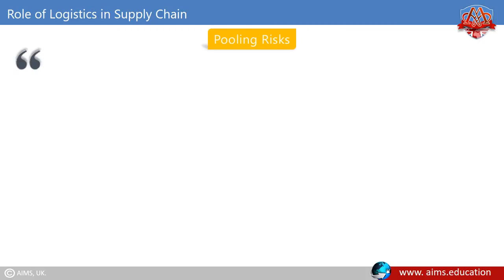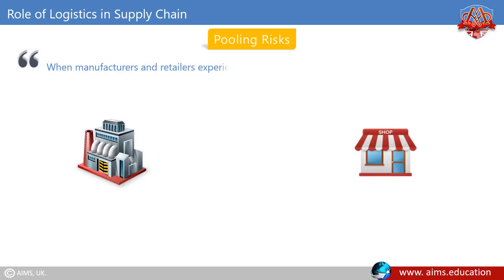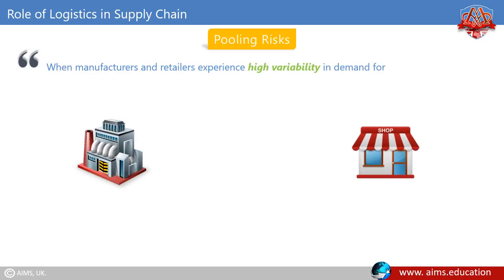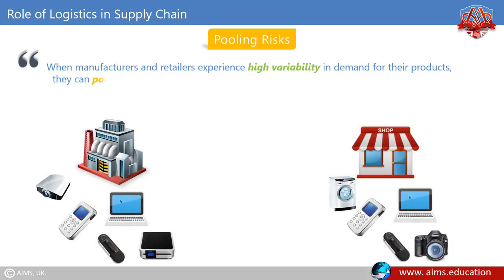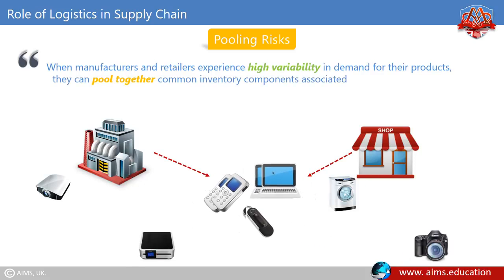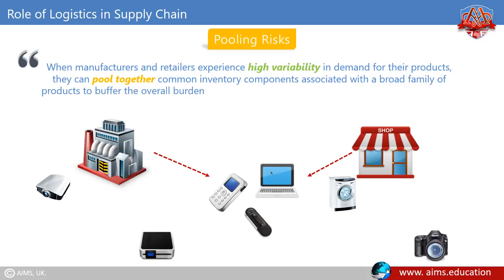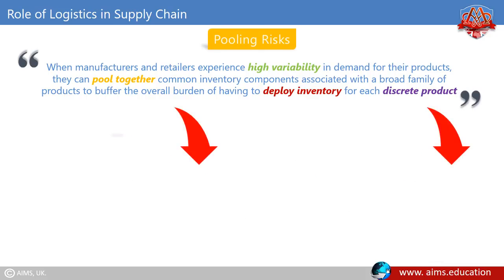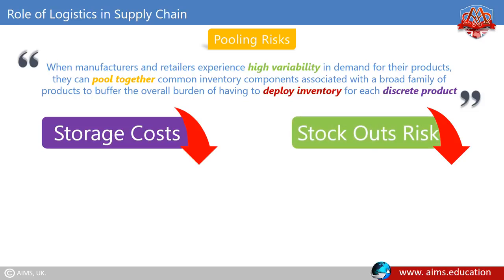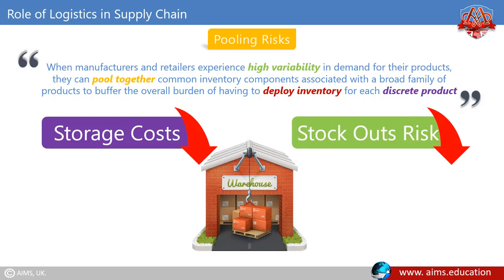Pooling risks. When manufacturers and retailers experience high variability in demand for their products, they can pool together common inventory components associated with a broad family of products to buffer the overall burden of having to deploy inventory for each discrete product. This is called pooling risks. This reduces storage costs and risks of stockouts by consolidating stock in centralized warehouses.